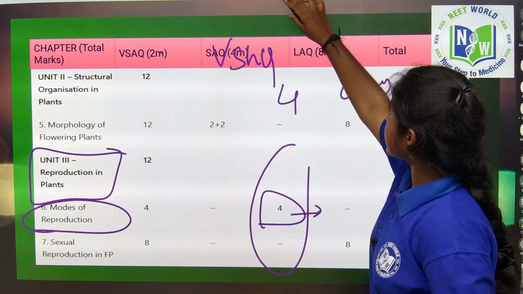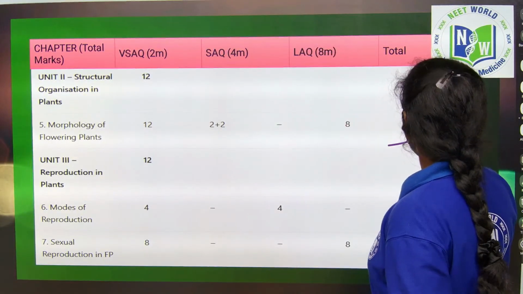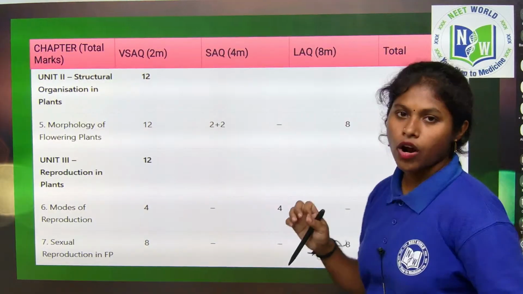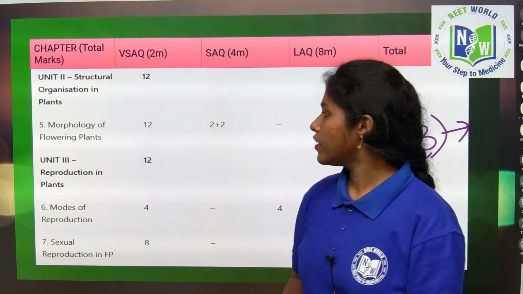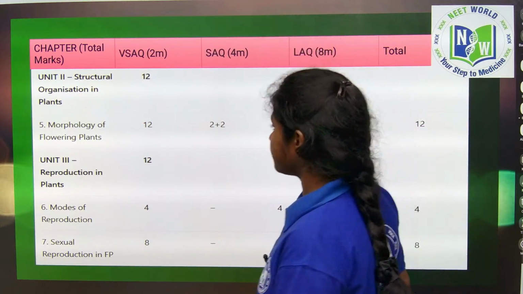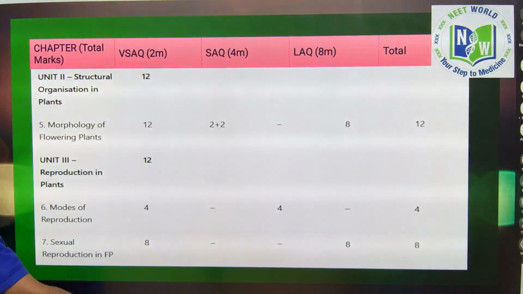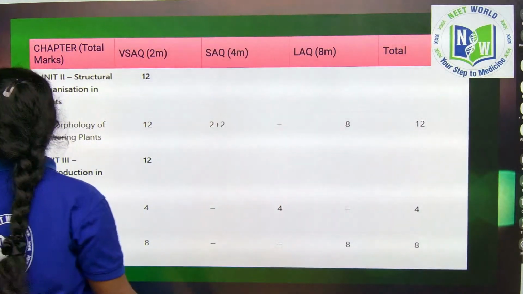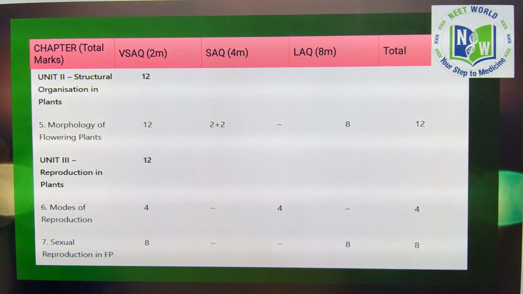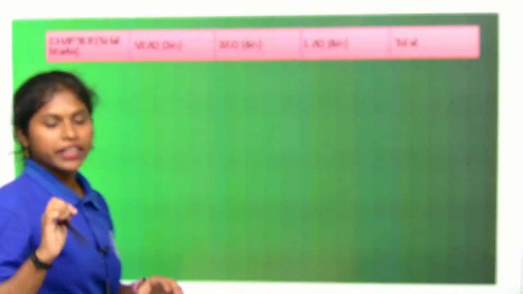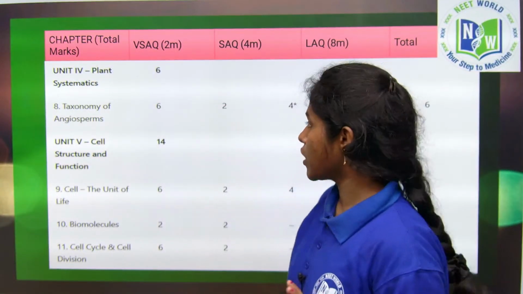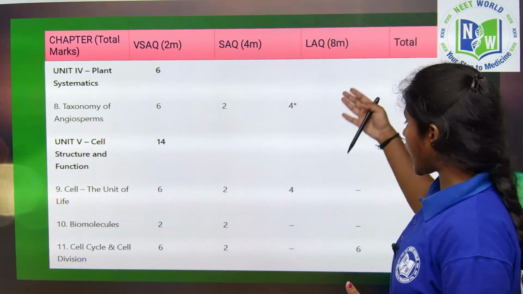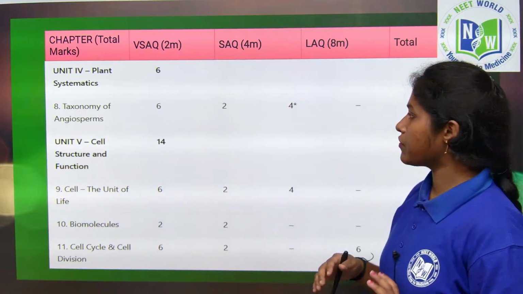Coming to the next one, out of 8 you will know 3 short answers. How many are left? 5 are left. If you follow this blueprint, you can easily write your examination paper. You will get 60 out of 60 for sure. So we are analyzing from which chapters the 4 marks questions are coming.